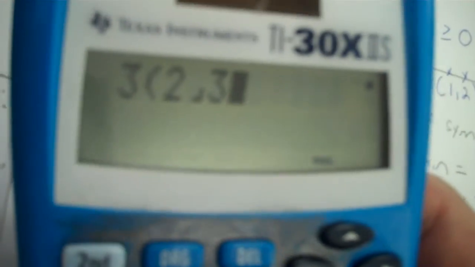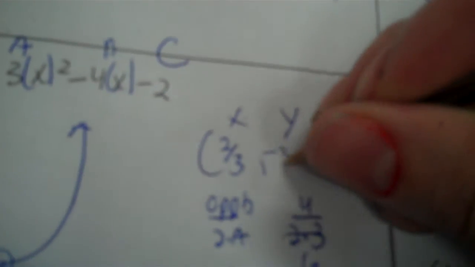Okay, we're going to substitute 2/3, 2abc 3. It's that simple. After you close parentheses, you raise it to the second, minus 4, and then 2/3, 2abc 3, minus 2. Got negative 3 1/3. So that's your vertex.